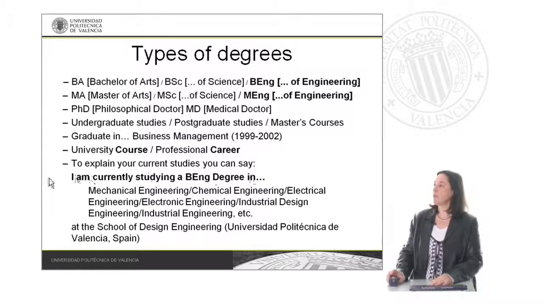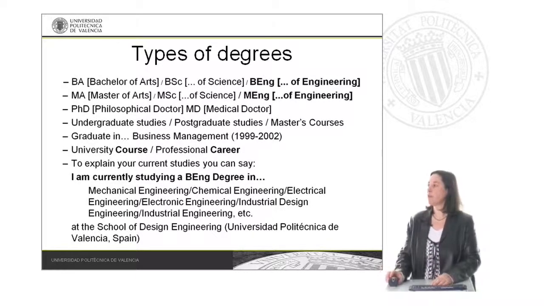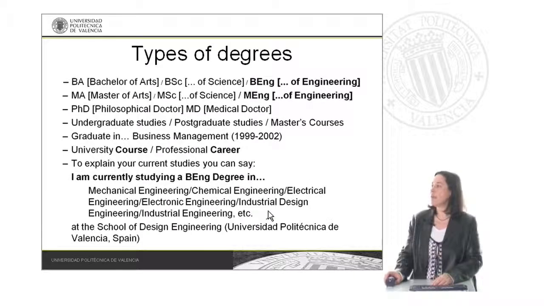This is an example of a way to describe what you are studying at the moment at the university. For example, you could say, I am currently studying a BEng degree in, for example, mechanical engineering, chemical engineering, electrical engineering, electronic engineering, etc., at the School of Design Engineering, and then the name of the university, in the national language, and the name of the country where that university is found.